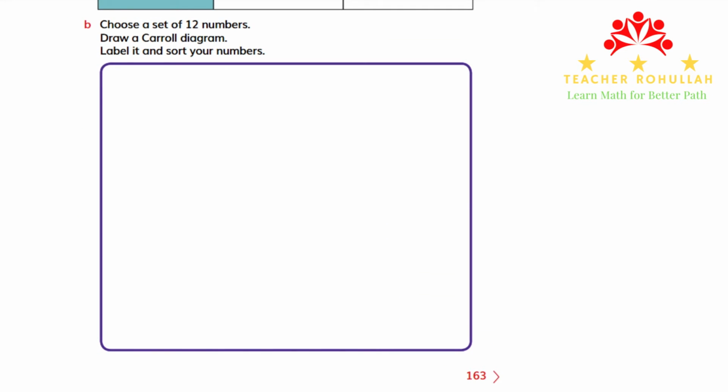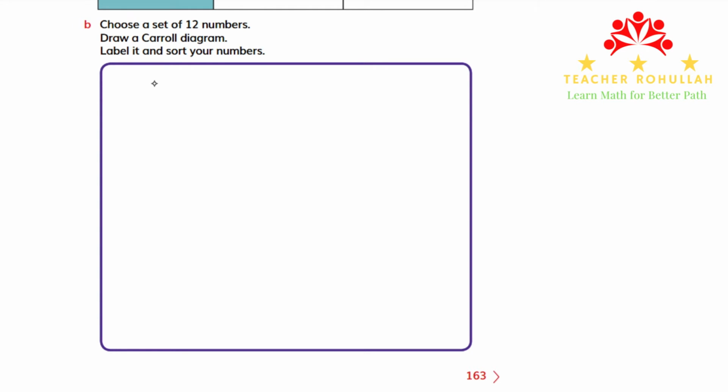Part B of this question says, choose a set of 12 numbers. Draw a Carroll diagram, label it and sort your numbers. So in this case, I will choose for the multiples of 5. I can choose difficult numbers, but because it's for grade 3, I will try to make the simplest one. Well, I will choose 12 numbers.